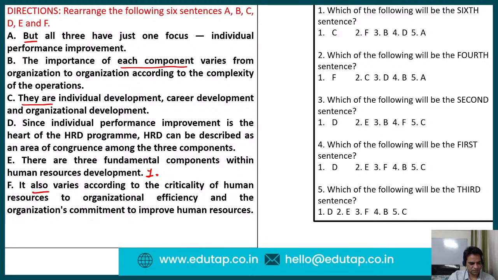Very good, Pallavi. First E. Very good, Sushmita. Very good, Viresh. Second should be C. There are three fundamental components within human resources development. They are individual development, career development, and organizational development.